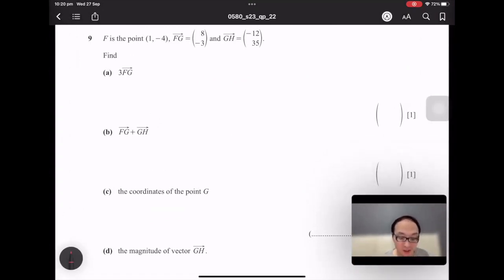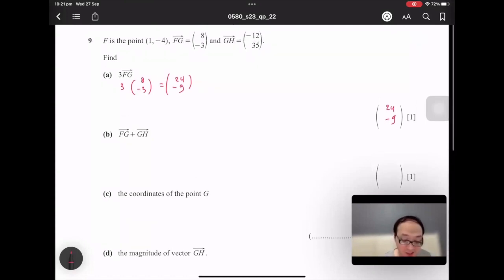F is a point. FG is (8, -3), GH is (-12, 35). Find 3FG. So 3FG means we multiply FG, (8, -3), by 3, so it equals (24, -9). Find FG plus GH. We can just add (8, -3) plus (-12, 35), which equals (-4, 32).